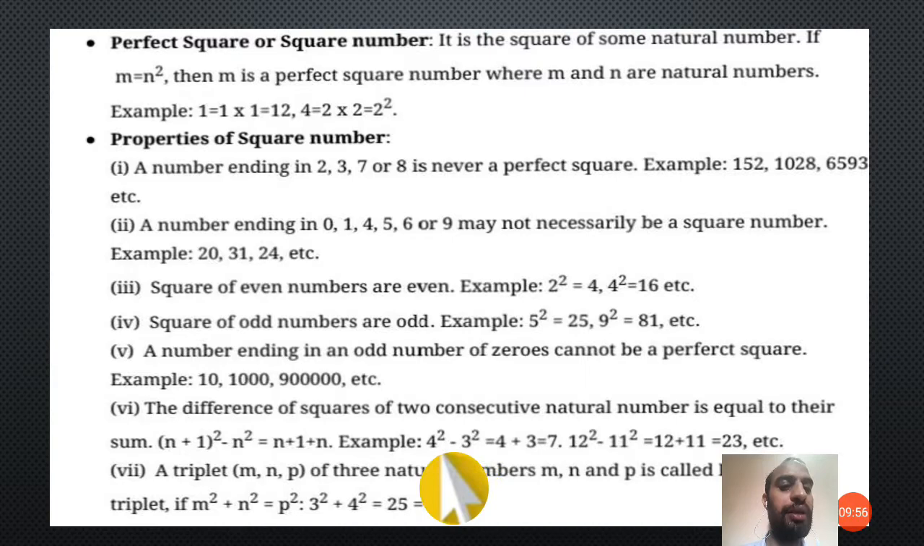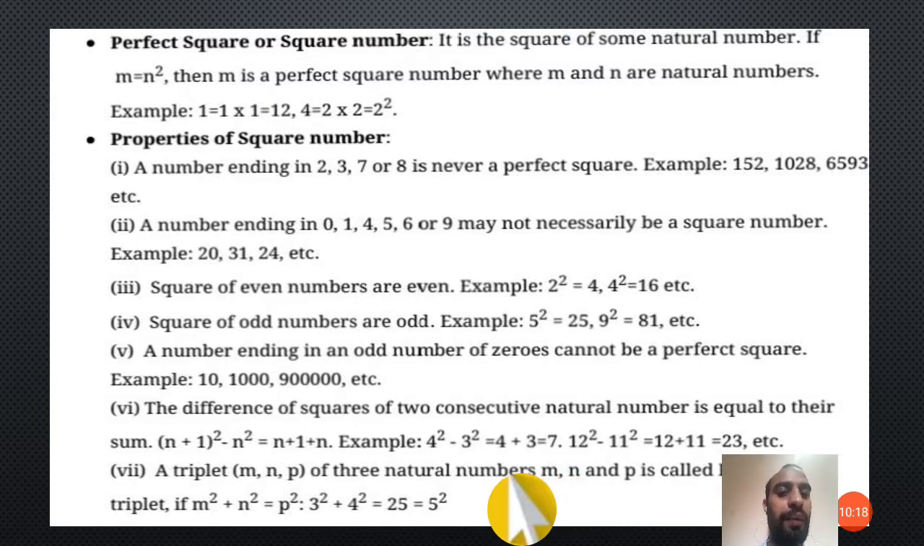So you can see here, if you want to find 4 raised to power 2 minus 3 raised to power 2, directly add them first. 4 plus 3 is 7. This is the answer. Even if you want to calculate it the long way, 4 fours are 16, 3 threes are 9, and 16 minus 9 is 7. You will get the same answer here.